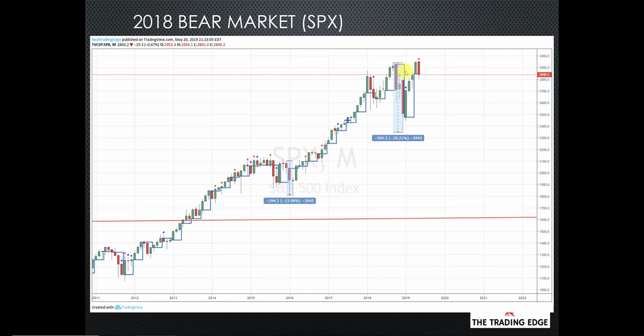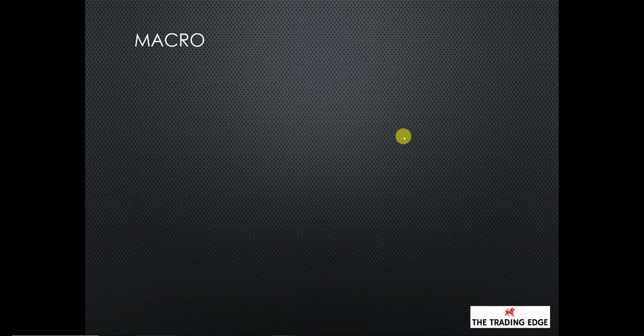Then we had a fairly steep pullback. So by all accounts and measures, SPX dropped 20.21%, putting it into bear market territory. So the macros. Now here's the funny thing. It's been a little over a quarter since the sell-off happened. But right now, there's still no broad consensus on the reason for that crash.